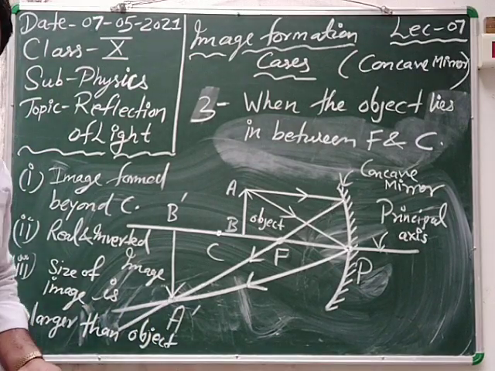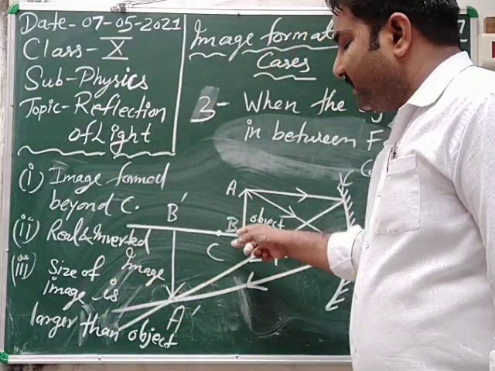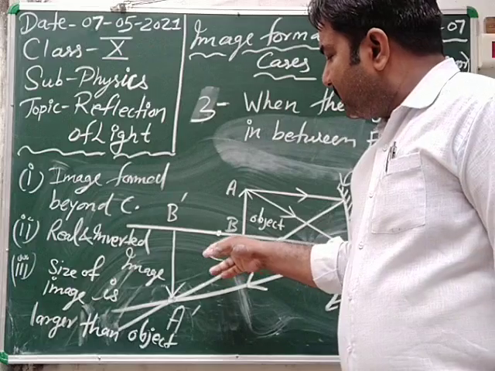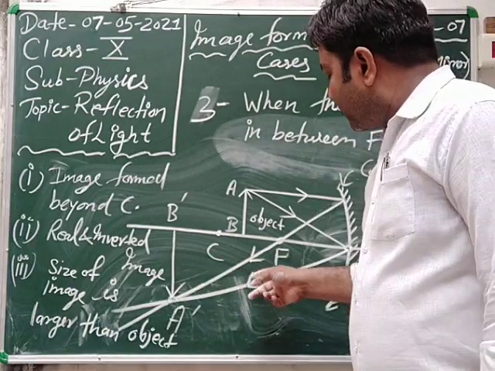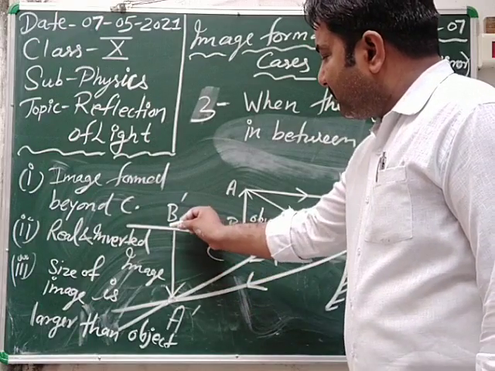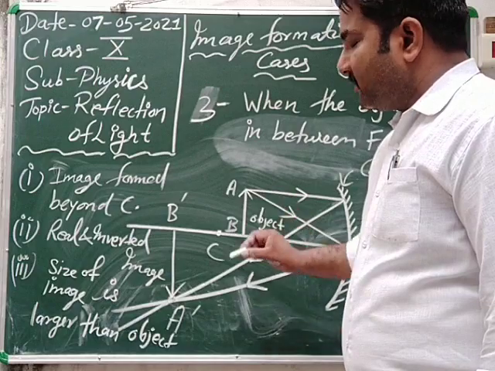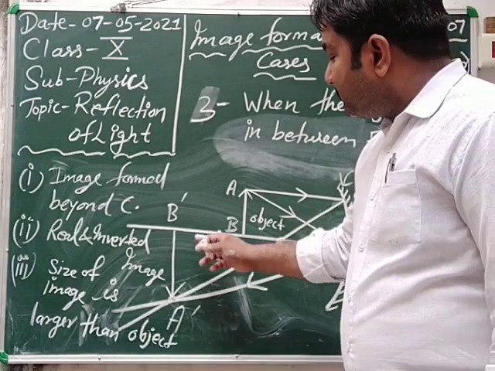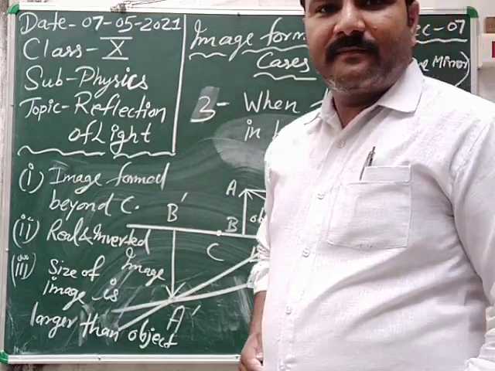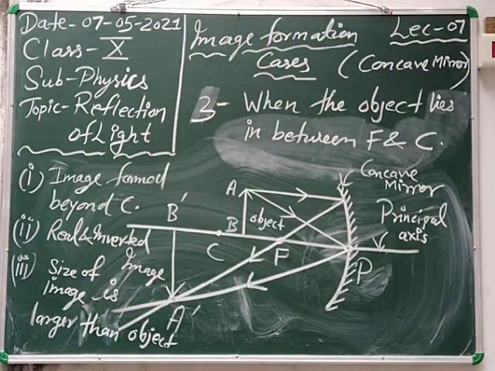Also, what? Listen again. When the object lies in between F and C, then image found beyond C and real inverted, because the rays actually meet at a point A dash, and from this principal axis draw perpendicular. This A dash B dash is the image and this one is the object, and this size is larger than the object size. Clear? So 3 important points about the image you must have to write down. Just note down.